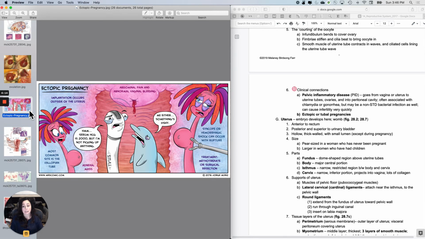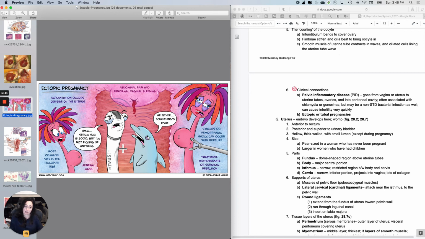And this is really, really dangerous. Implantation occurs outside of the uterus. The most common site is the tube, okay? And so what would happen in a woman is that you would have a positive pregnancy test, but when you went in to look, there would be no visible pregnancy actually in the uterus. And a lot of times there's abdominal pain and abnormal vaginal bleeding.